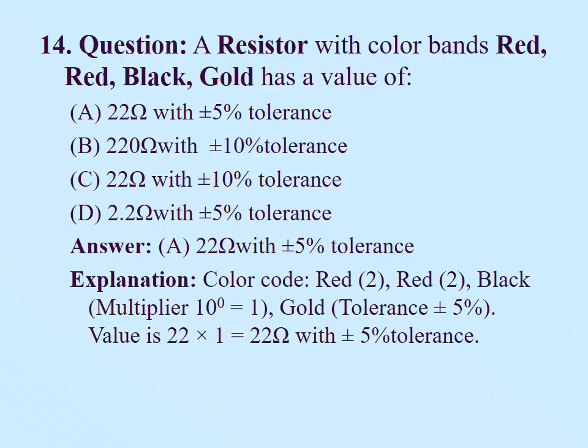Means color code red 2, next red 2, then black means multiplier 10 to the power 0, that is equal to 1, and gold means tolerance plus or minus 5%. Total value is 22 into 1, equal to 22 ohm with plus or minus 5% tolerance.